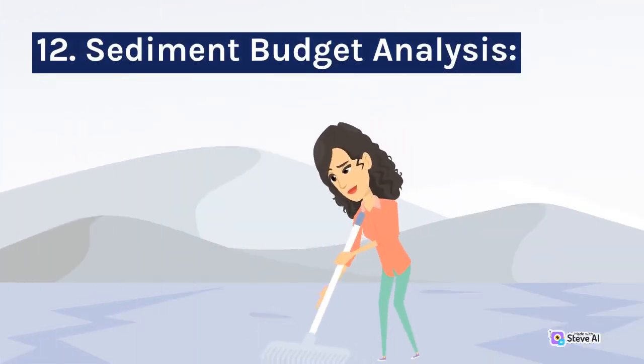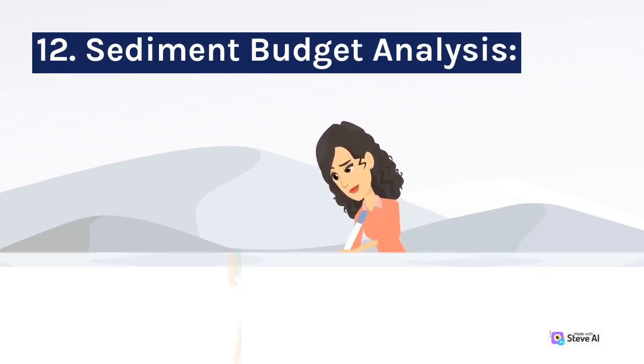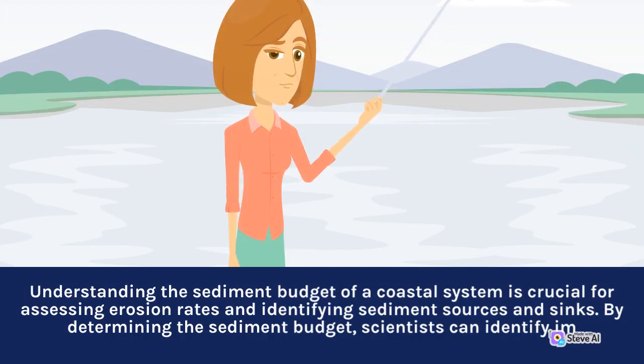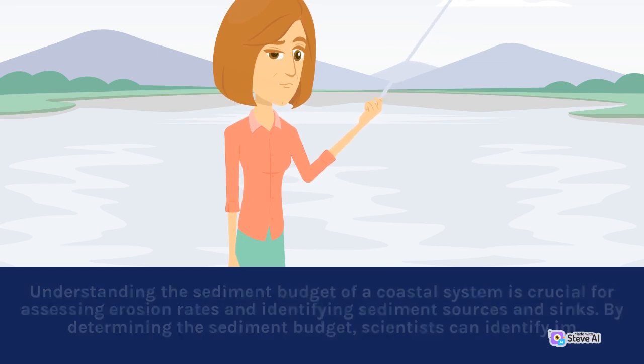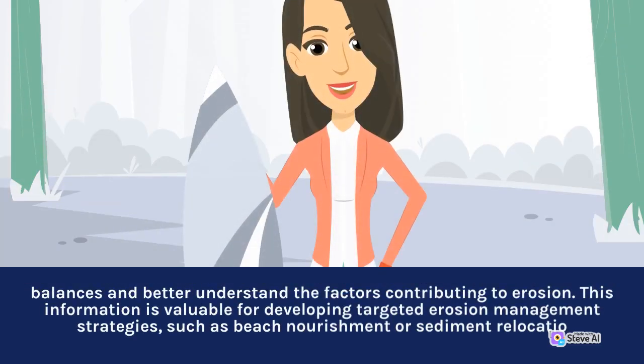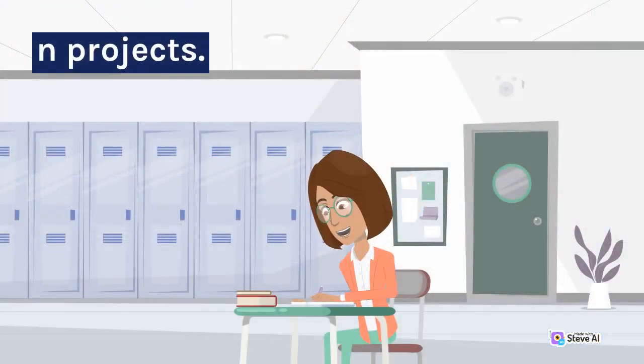12. Sediment budget analysis. Understanding the sediment budget of a coastal system is crucial for assessing erosion rates and identifying sediment sources and sinks. By determining the sediment budget, scientists can identify imbalances and better understand the factors contributing to erosion. This information is valuable for developing targeted erosion management strategies, such as beach nourishment or sediment relocation projects.